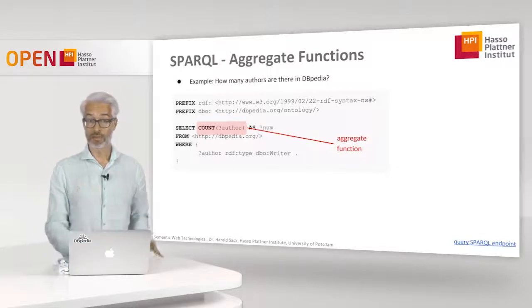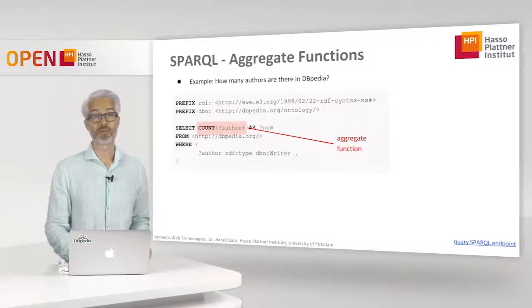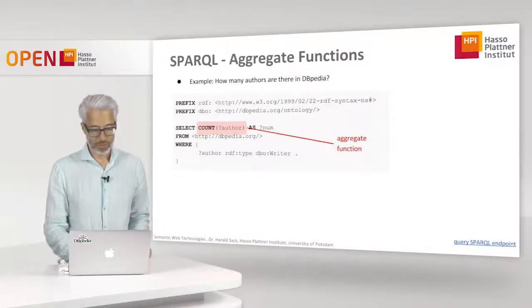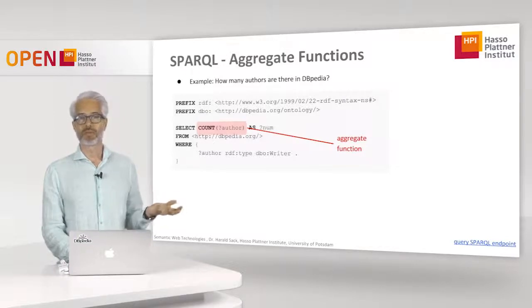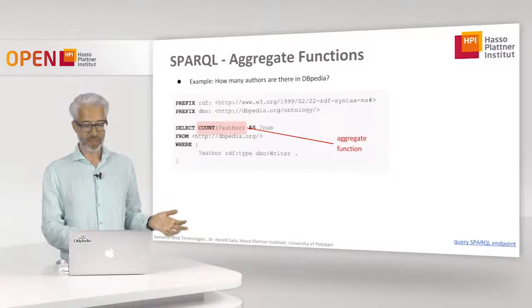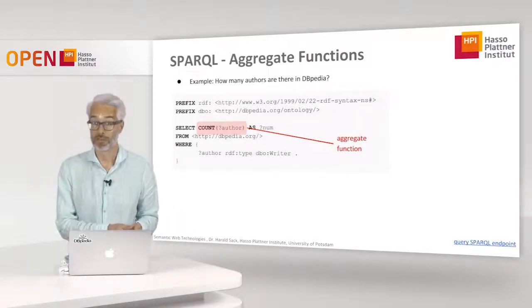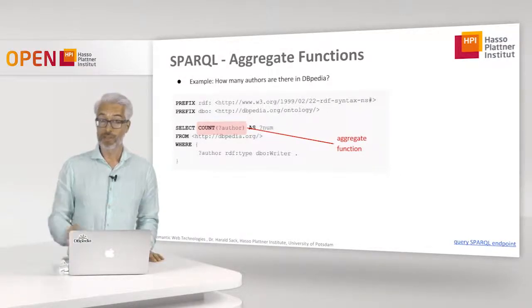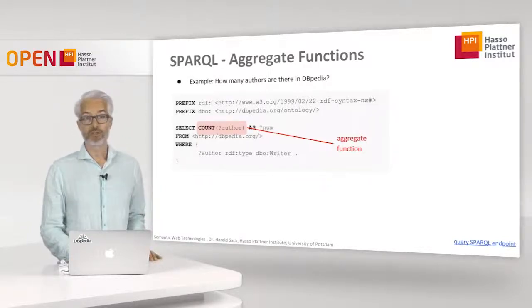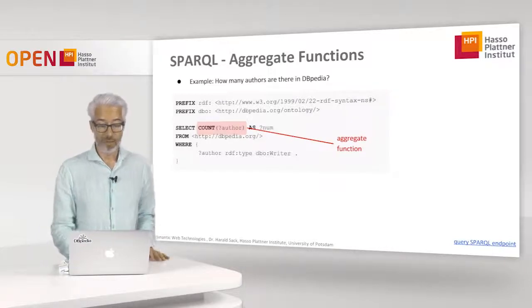So the rows in the table of the result can be counted simply with an aggregation function that is applied on an output variable. In the example, we simply count how many authors there are in DBpedia. That's quite simple. We are looking for triples in the RDF graph that consist of a subject, which is our variable author, and we say this subject must be of type DBO writer. So we are looking through the graph, and for each resulting triple, the aggregate function count increases the number by 1. And then in the end, you will get the according result.